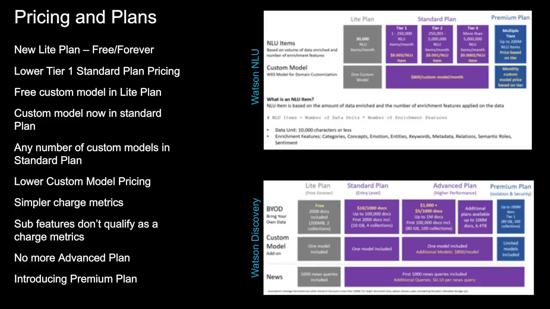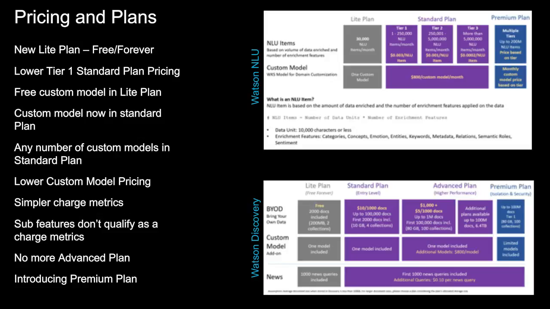As Ned mentioned, we also have premium plans, and these go up to about 200 million NLU items, and those are priced based on different tiers as well. Now, Alchemy Language used to have an advanced plan which allowed you to use custom models. We've gotten rid of the advanced plan. We just have the standard plan with NLU, and you can add any number of custom models to the standard plan.